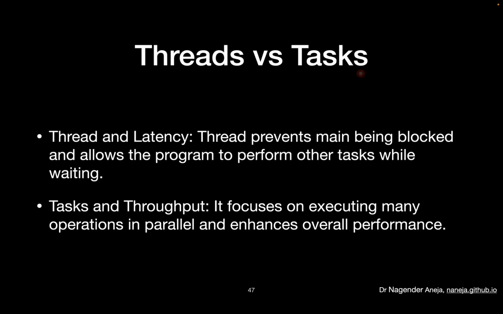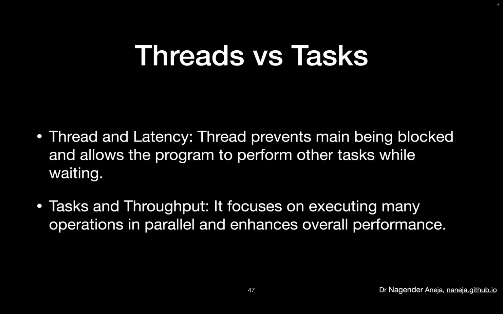The difference between threads and tasks: threads handle latency. Threads prevent the main program from being blocked and allow the program to perform other tasks while waiting. So that's the main advantage of threads. And tasks are mainly about throughput. We want overall system performance to be better. We are not concerned about whether this has actually been done in parallel or not. We are concerned about the total output, the total performance should be better. There should always be less time, and more tasks should be done.